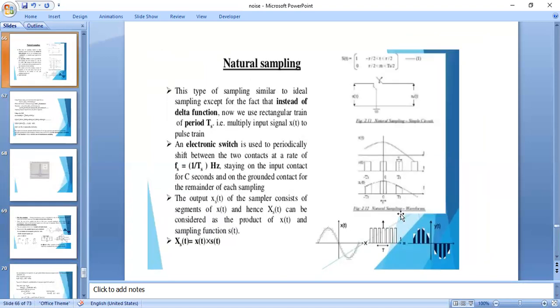And another one is natural sampling. Natural sampling is nothing but a pulse train generated with some width, called the pulse width, which is multiplied by the continuous wave signal. You will get the sampled signal here. The sampled signal x_s of t is equal to x of t, the signal we want to convert, multiplied by s of t, which is nothing but the pulse train.